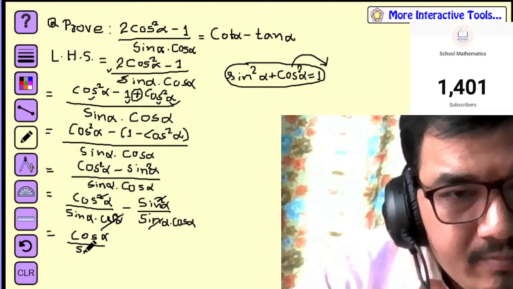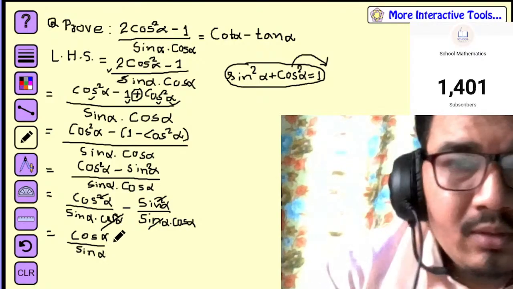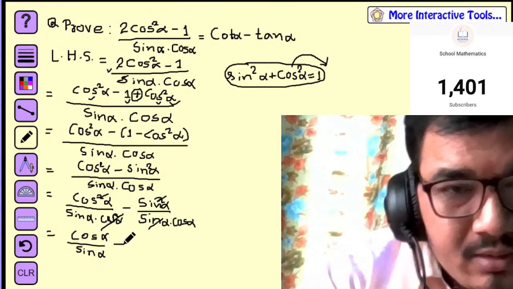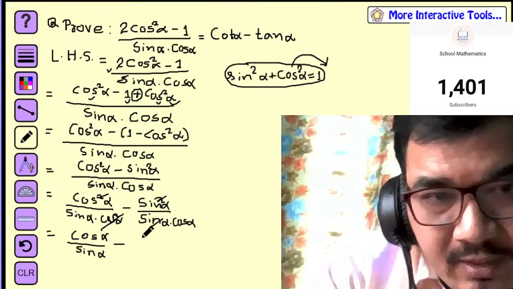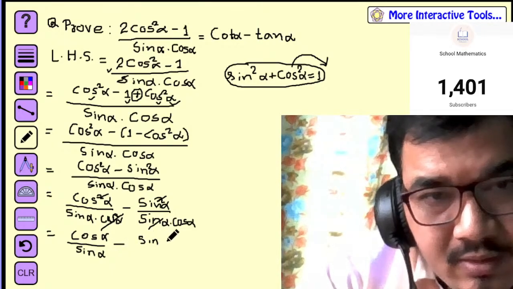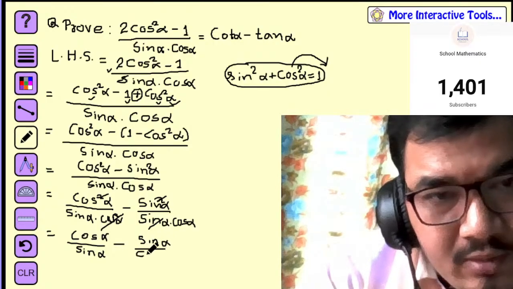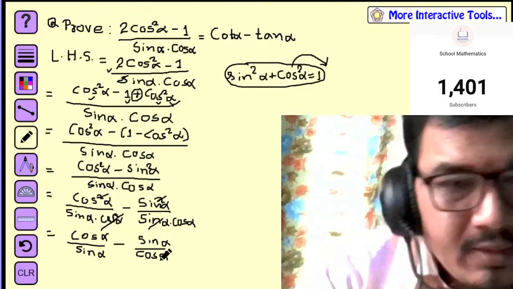Okay, right here, cos alpha by sine alpha here. Okay, and down there is now minus, what is this? Here is remaining sine alpha by cos alpha right here. Remaining one right there, sine alpha, okay, by, here is cos alpha right here. Sine alpha by cos alpha.